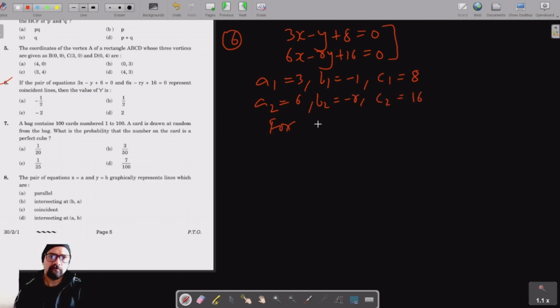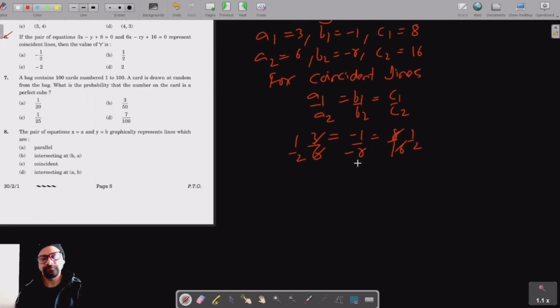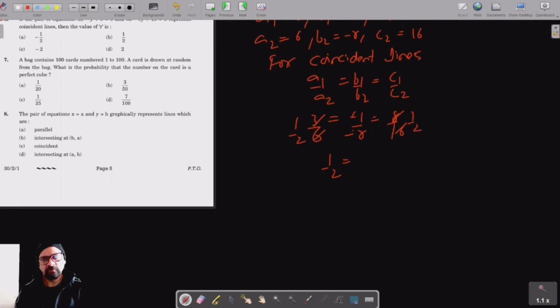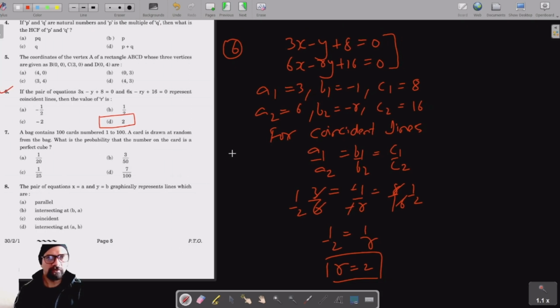Now, for coincident lines, a1 upon a2 is equal to b1 upon b2 is equal to c1 upon c2. Let's put in the respective values. So 3 upon 6 is negative 1 upon negative r, 8 by 16, which gives us 1 by 2. This is 1 by 2. So 1 by 2 is equal to 1 by r, which gives us the value of r is equal to 2. So the value is 2. And let's move on to question number 7.